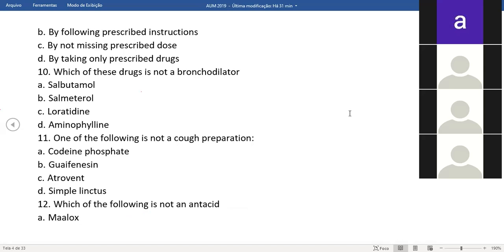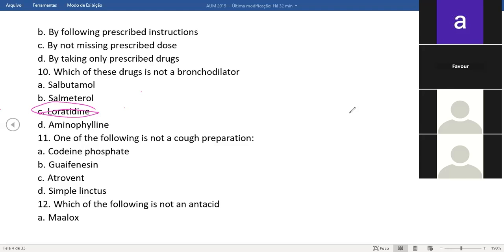Which of these drugs is not a bronchodilator? Loratadine. What class does loratadine belong to? Antihistamine. What generation of antihistamine? First or second? Second generation. What type of antihistamines are in the second generation? Non-sedative. Yeah, non-sedative. Very good.